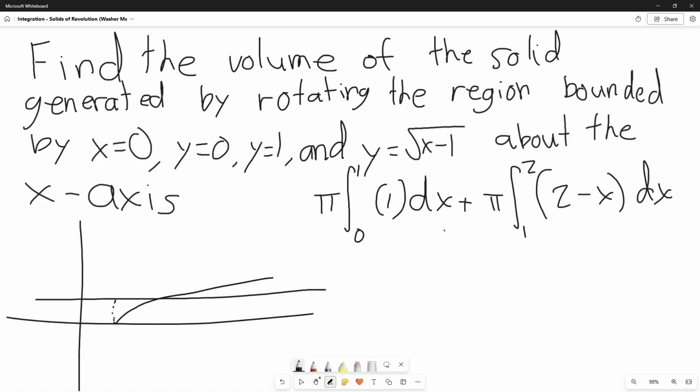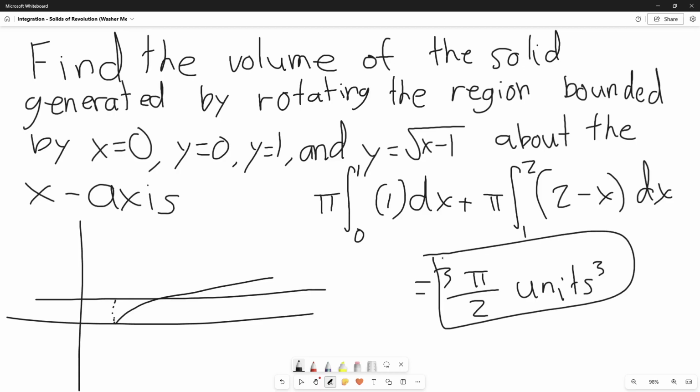And now this is pretty easy to figure out using the fundamental theorem of calculus, but if you just plug this into your calculator, it also works. You should get 3 pi over 2 units cubed, and that is your final answer for this problem.